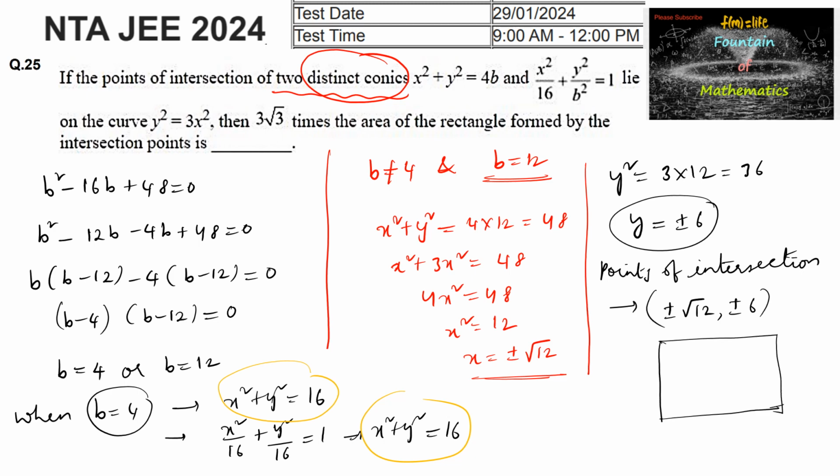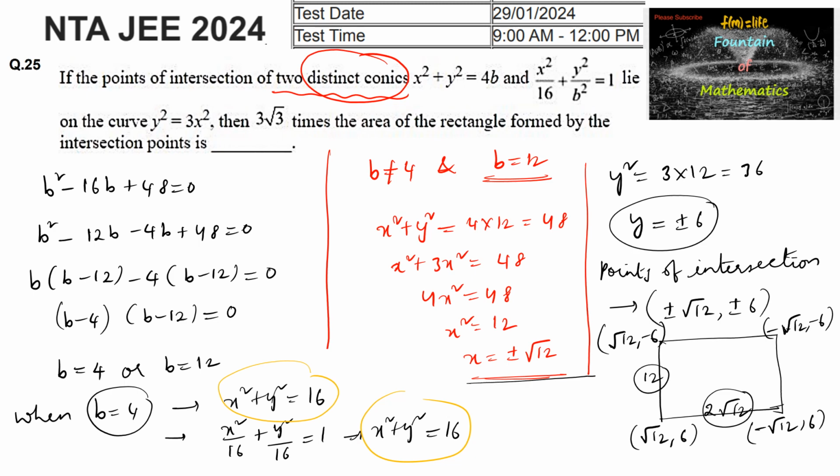4 vertices we may get for the rectangle, like root 12 comma 6, root 12 comma minus 6, minus root 12 comma 6, minus root 12 comma minus 6, so that the length of the rectangle can be taken. So here it is 2 root 12, and here the width can be taken as 12 units.